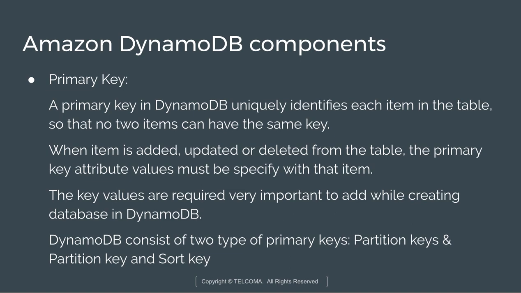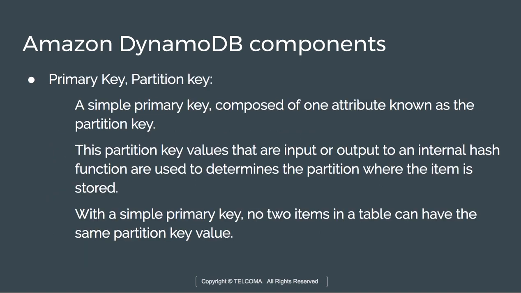If we talk about primary keys, there are two types of primary keys. First we have the partition key and next we have the sort key. So let's discuss the primary key which is a partition key. A primary key composed of one attribute is known as a partition key. So the primary key is a unique key, and it consists, first, of a partition key, one attribute.